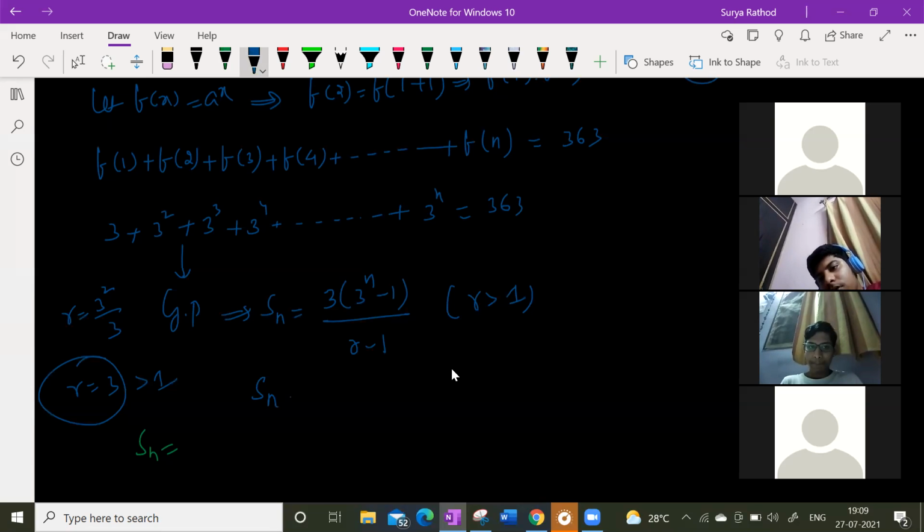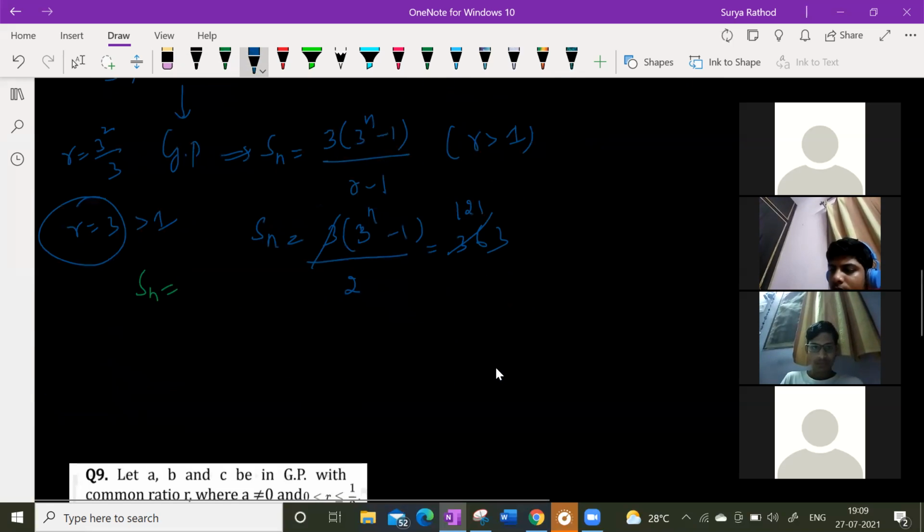So look at this now. What can we write here? Sn is equal to a. A is what? 3 here. 3 into 3 to the power of n minus 1, divided by r minus 1, which is 3 minus 1, that is 2, is equal to 363. Yes or no?